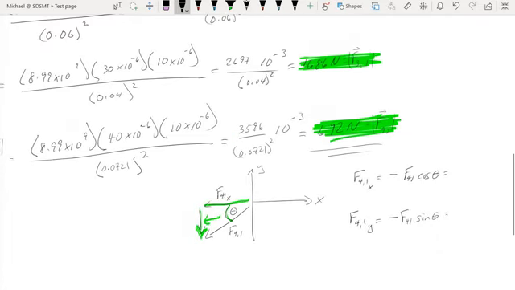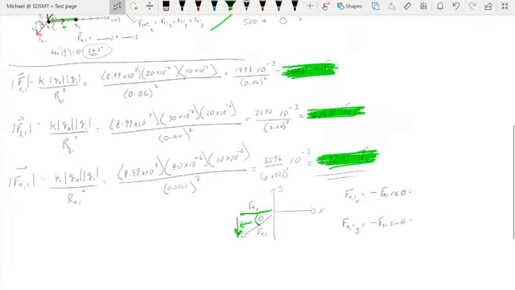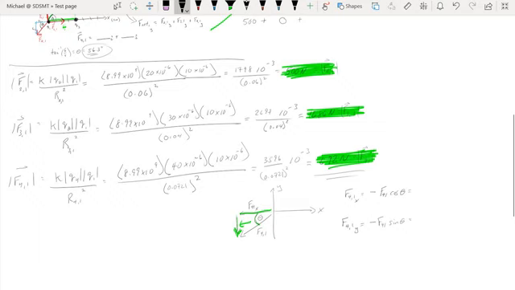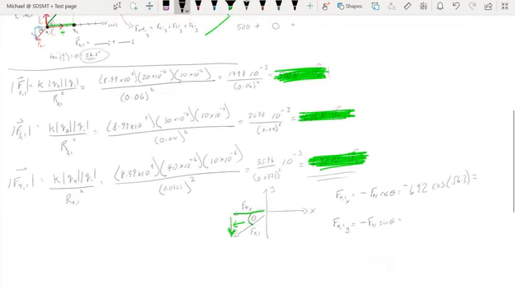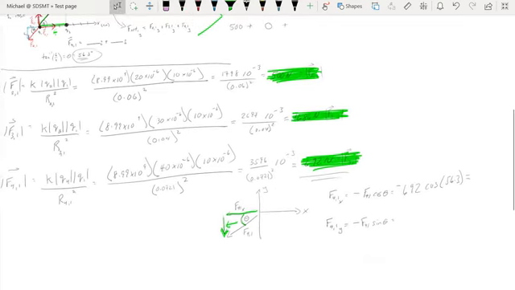And now we'll put our values in here. We have magnitude 692 with a minus sign out front, cosine of 56.3 degrees. And that is going to equal, plug that into our calculator, negative 384.